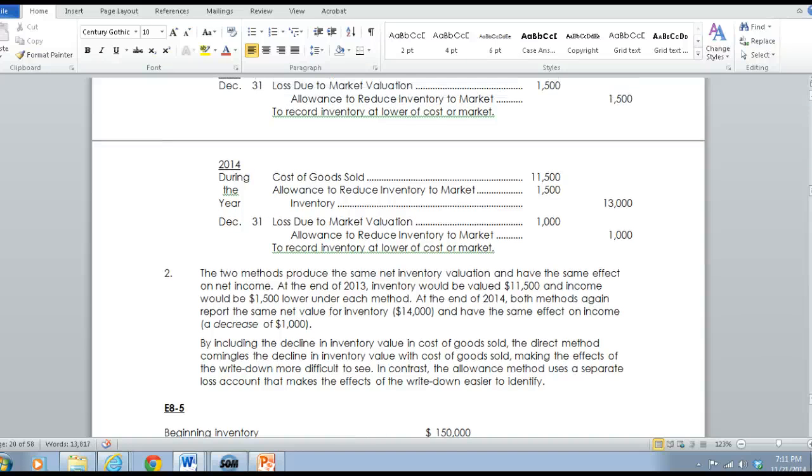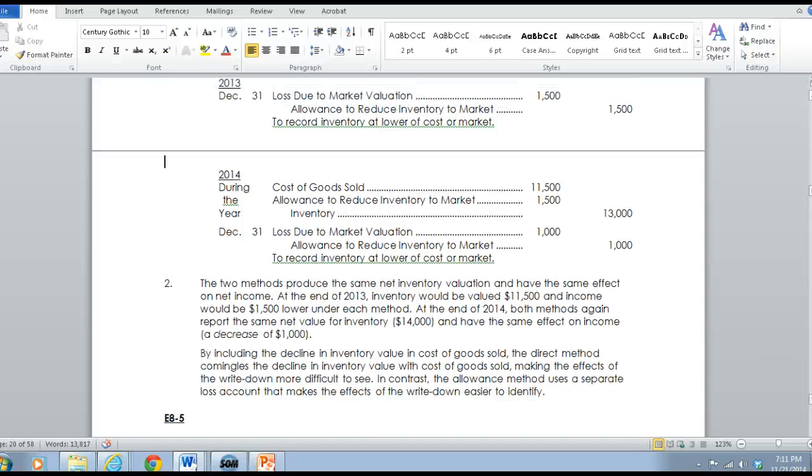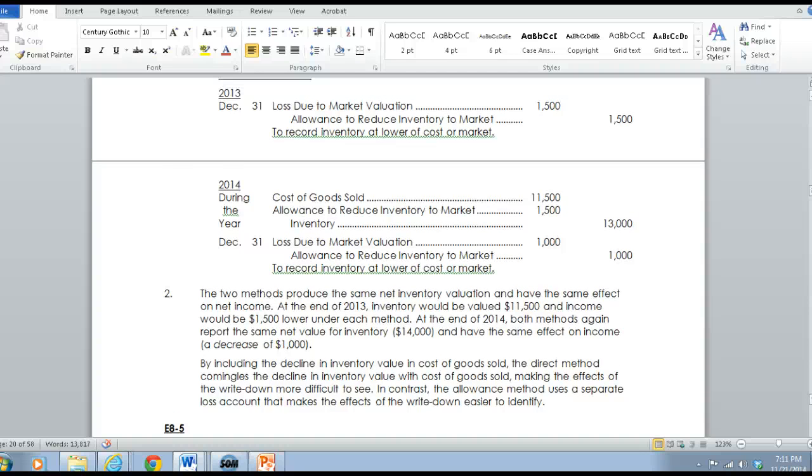The difference here with our allowance method is we show our loss right away. Instead of crediting our cost of goods sold or debiting our cost of goods sold, we're debiting our loss. We hold on to that allowance until the entire inventory is sold, and then when we show our cost of goods sold, to be able to reduce our inventory to the full amount, we'll offset it with that debit to allowance to reduce the inventory.